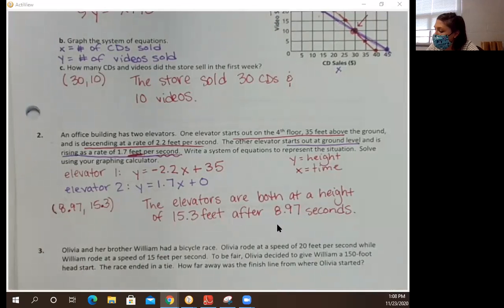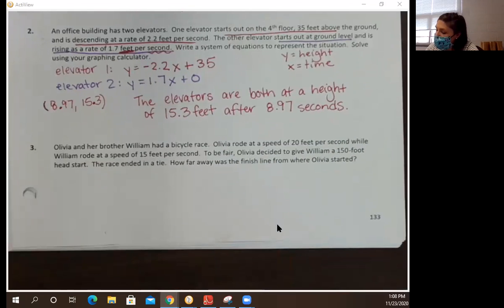Number 3, the same kind of idea. So for example 3, this says Olivia and her brother William had a bicycle race. Olivia rode at a speed of 20 feet per second, while William rode at a speed of 15 feet per second. To be fair, Olivia decided to give William a 150-foot head start. The race ended in a tie. How far away was the finish line from where Olivia started?